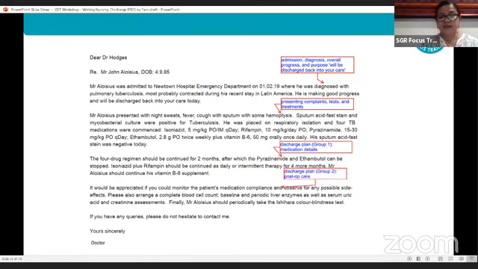And then let's take a look at the next paragraph, which is the body paragraph. This is where we can find the presenting complaints, the tests and the treatments that were conducted for Mr. Aloysius.